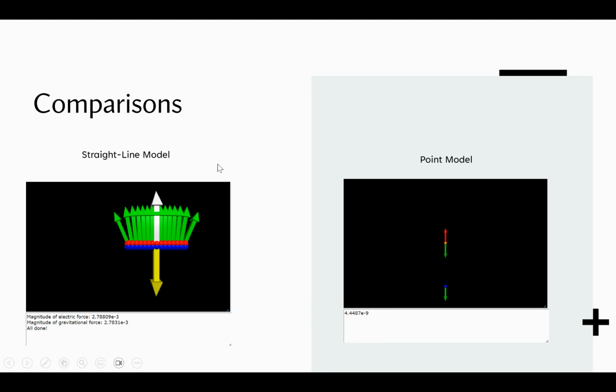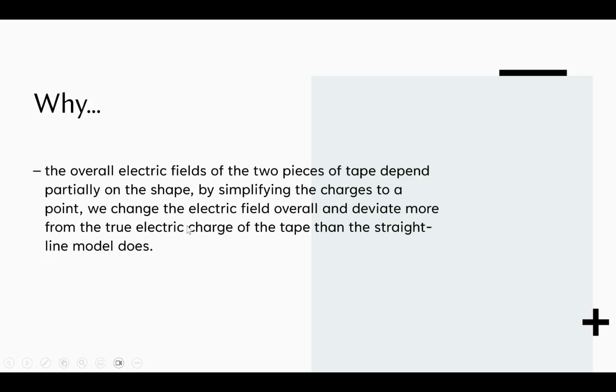The assumptions for the straight line model were that the charge was distributed evenly, and also the same one-atom-thick tape. As for why those two may be different, the overall electric field of the two pieces of tape depends partially on the shape. So if you simplify it down to a point, you change the electric field and you deviate more from the true electric charge than a straight line model does.